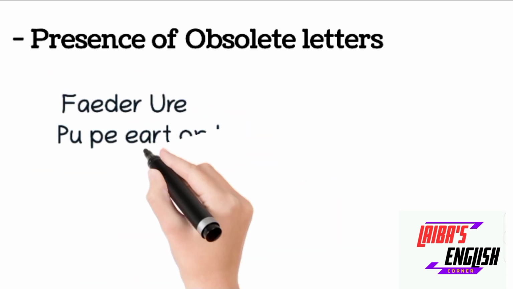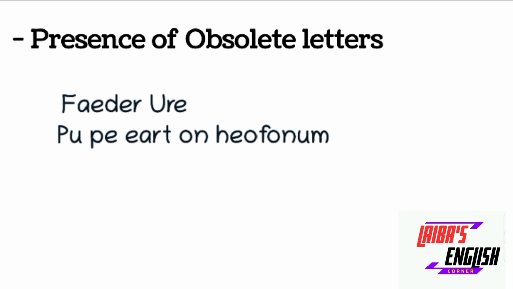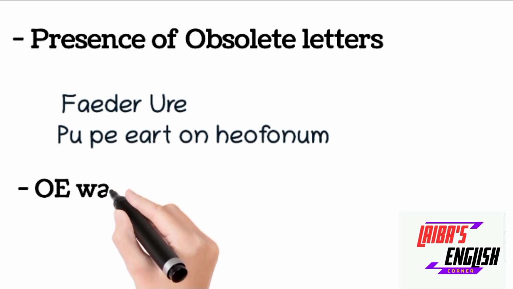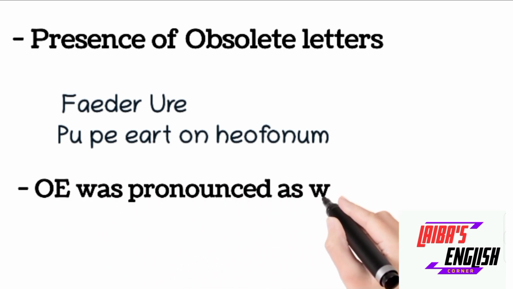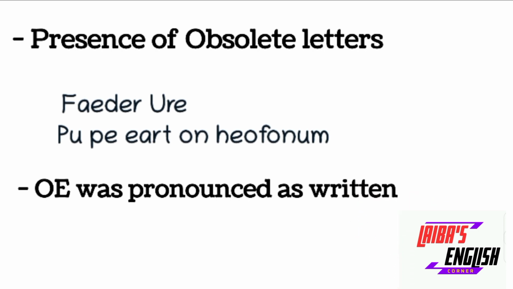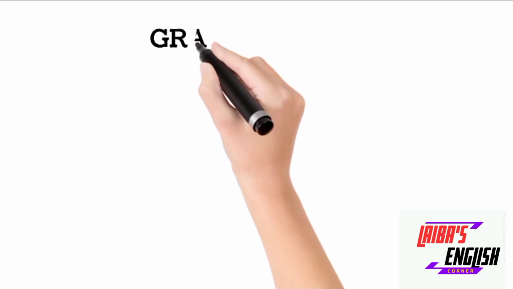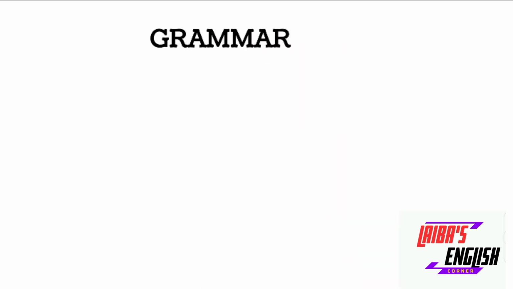From there, we see that there is the presence of obsolete letters. The letters which are written there are totally not present in modern English. If I tell you the meaning, fader means our father, and thu eart on heofonum means who art in heaven. So it's totally different from modern English. And secondly, OE stands for Old English. Old English was basically pronounced as written.